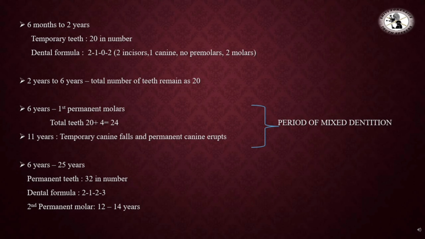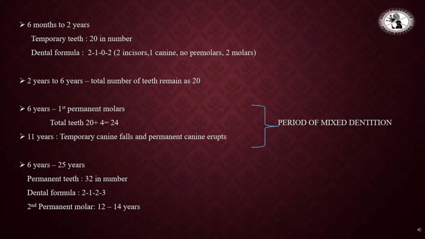From the age of 6 months to 2 years, temporary teeth will be 20 in number, and the dental formula will be 2, 1, 0, and 2. That is, 2 incisors, 1 canine, no premolars, and 2 molars. From the age of 2 years to 6 years, the total number of teeth will remain same as that of the number of teeth in 6 months to 2 years, that is 20.